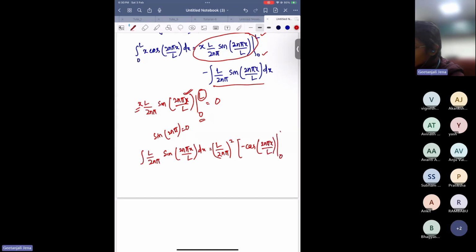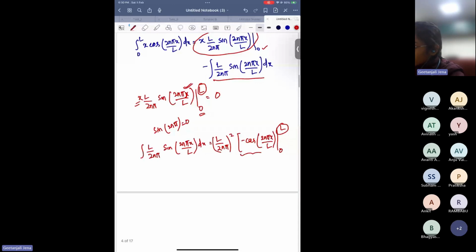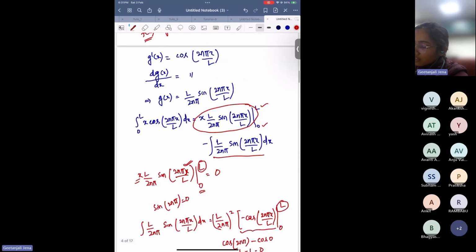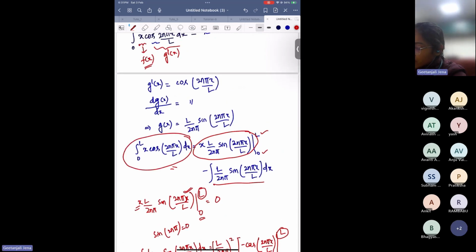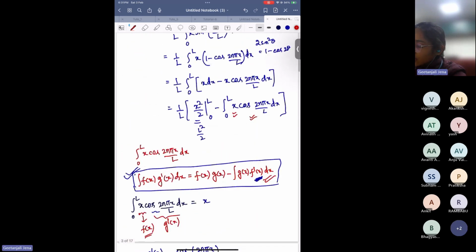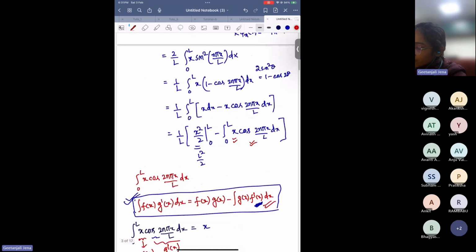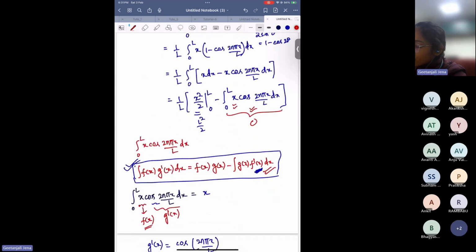From limit 0 to L. Now again, if you put the first limit, the upper limit, then what you will get? You will get a term cos 2n pi here. Then for the 0, it is cos 0. So this is also nothing but 0. So this means the whole integration, this part will give 0. So that means your expectation value of this term is giving 0. Only this term will remain.